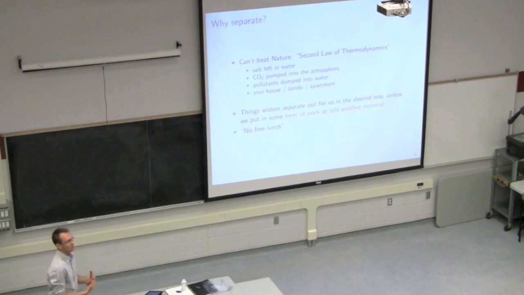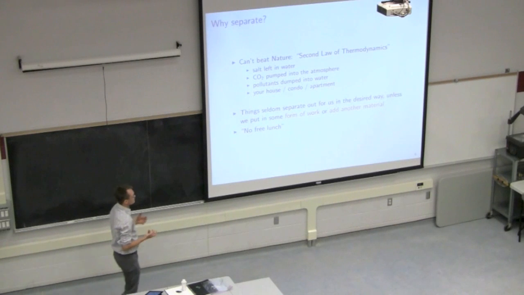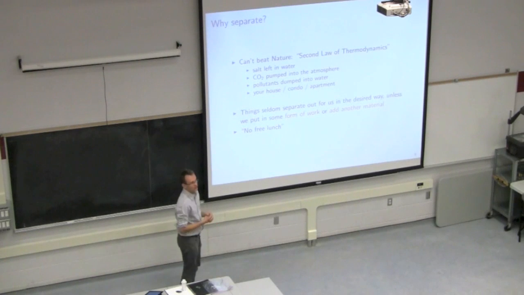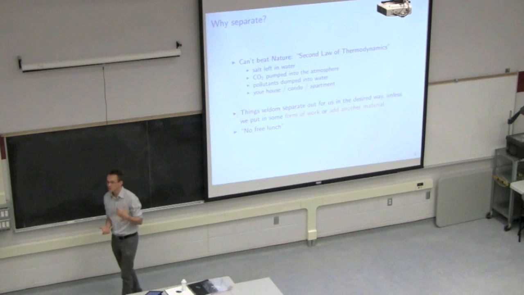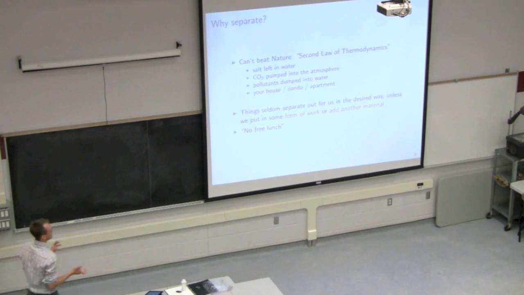We're trying to do the opposite. We're trying to undo the second law of thermodynamics. And so every time we're doing that, we're going to have to do something to get that separation, right? If nature by itself will naturally mix, and we want to separate, we're going to have to put in some effort, some work, some money, some form of material. Something has to be added to that overall system in order to get the separation. In and of itself, there's very few things that separate out for us.